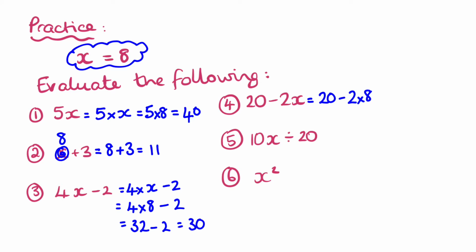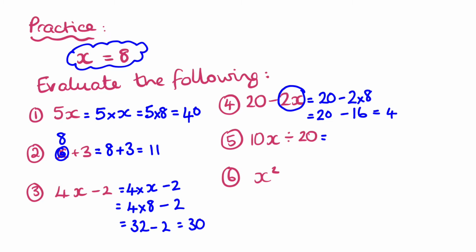Okay, now remember we have to find 2 lots of 8 before we take it away. It doesn't make sense to do 20 take away 2 and then times it by x, because that 20 is nothing to do with the x. So we need to work out the 2 times 8 is 16. So we're doing 20 take away 16 is 4.